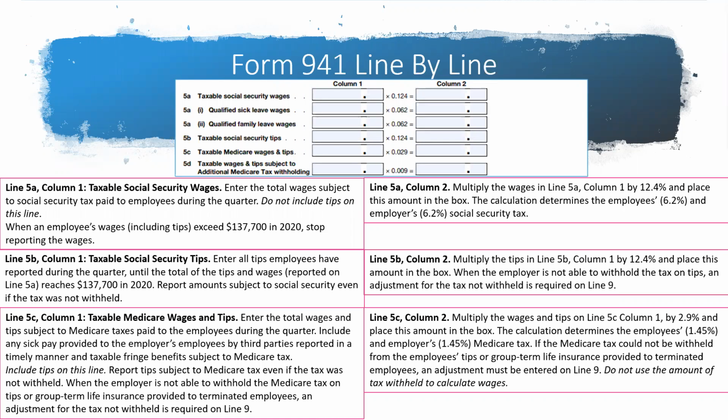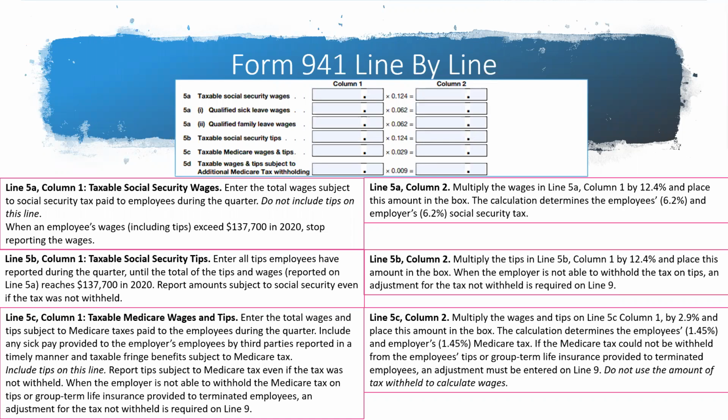Under 5B, column 1, is going to be those Social Security tips. So if you have employees that are earning tips, if you're a restaurant or they're a bartender or something like that, their tips would go on line 5B instead of 5A.